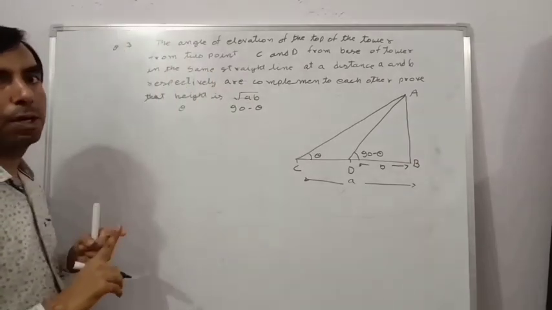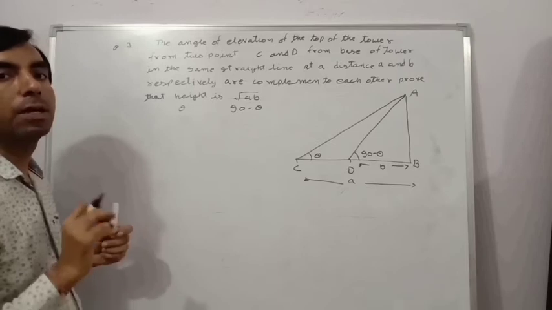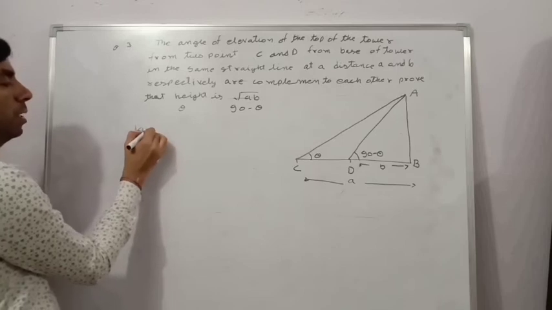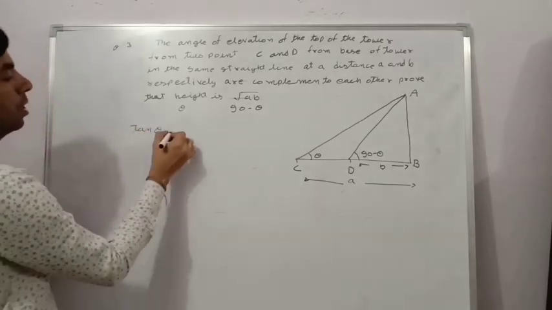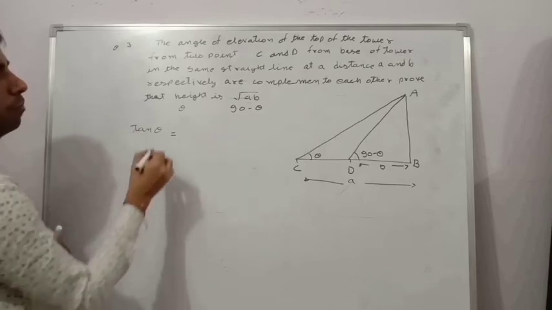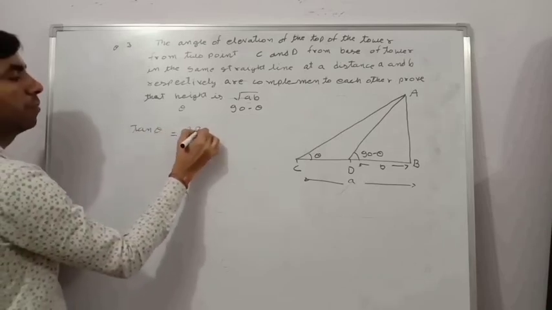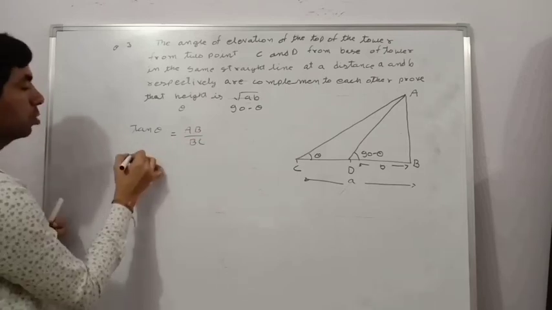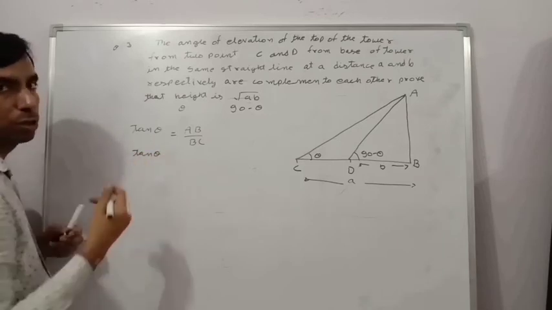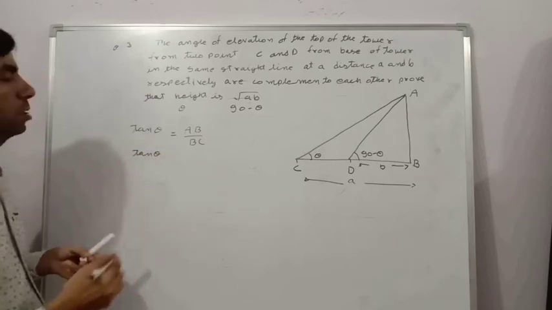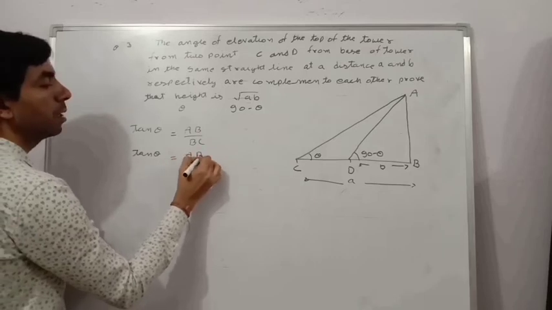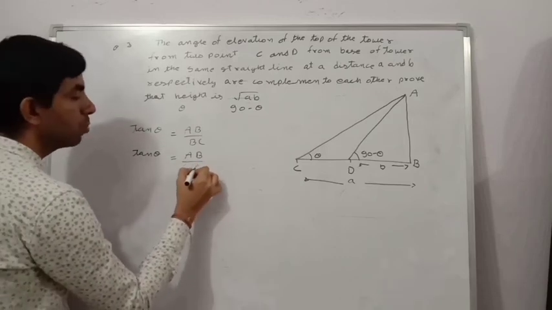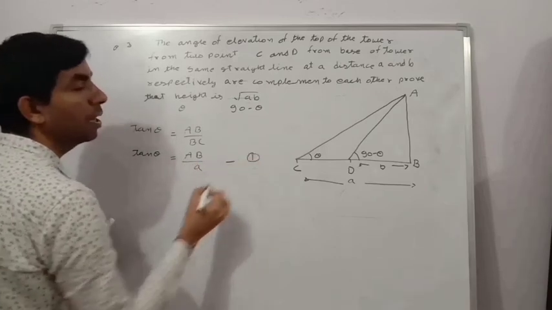Every time we know that with perpendicular, base and height, we take the formula of tan. So first we take tan theta. Tan theta is equal to AB upon BC. Now put the values which we know. Tan theta stays as it is because theta is not given. AB is not given in our question, we have to find it. BC is equal to small a. Write it and mark the equation number.